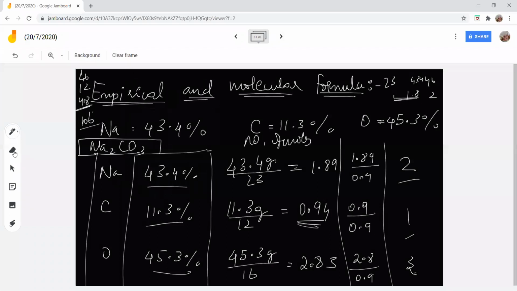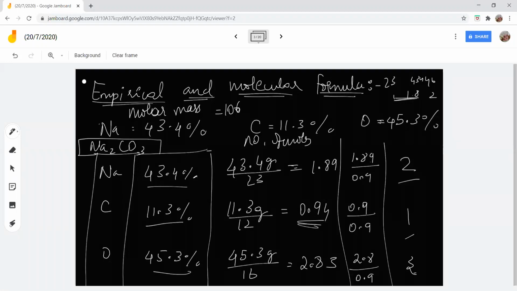So what I'm trying to say to you is, the molar mass of the compound is 106. I have told you. Now what will you do to find out? In 106 I'll find out what is 43.4%. Am I right or not? In 106 I'll find out what is 11.3%.